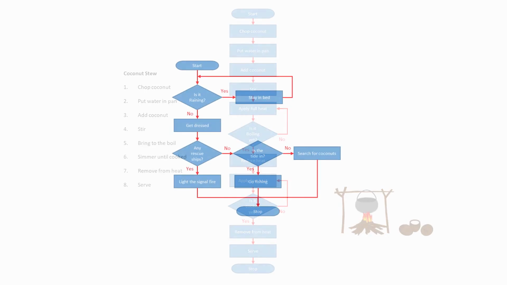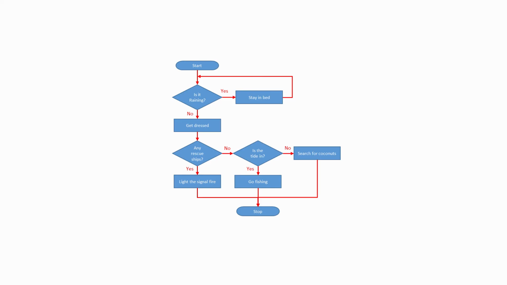This algorithm is the one Boris follows when he wakes up. If it's raining, he stays in bed until the rain stops. Another loop. Otherwise, he gets dressed, then checks for rescue ships. If there's a ship, he lights the signal fire. If not, he checks to see if the tide is high enough to go fishing. At low tide, he goes coconut hunting instead. This algorithm contains a lot of logic and a lot of branching, that is, doing one thing or another.